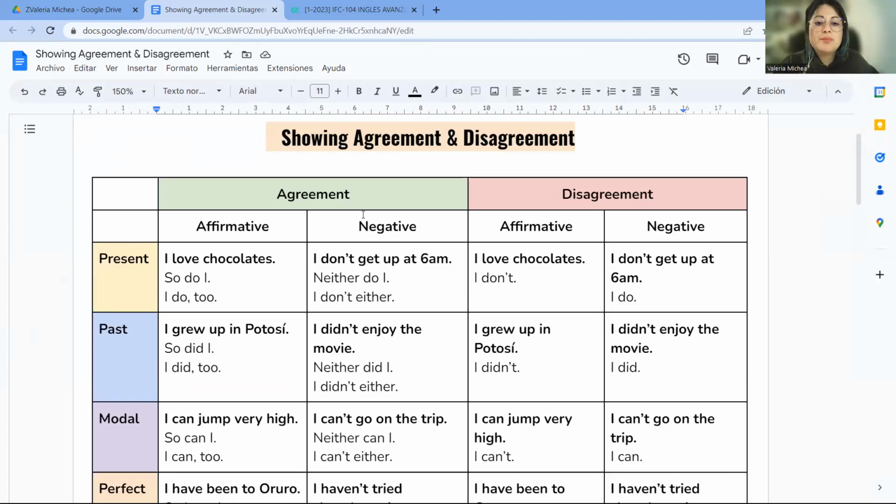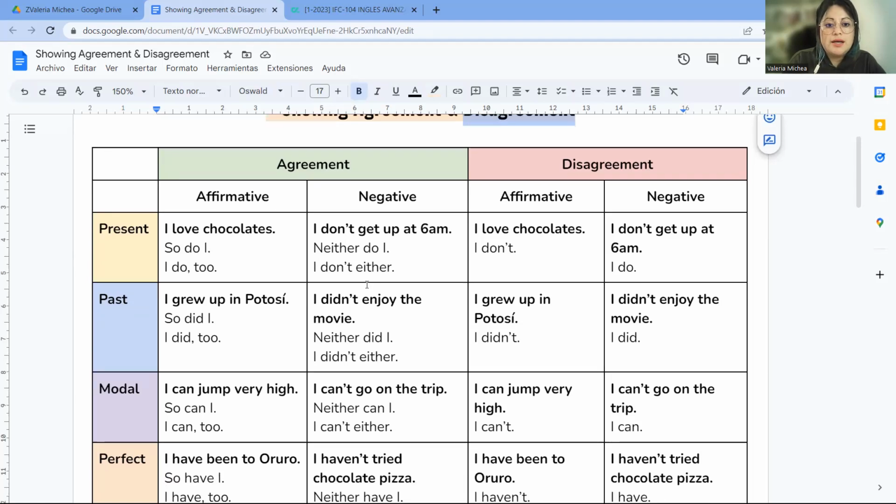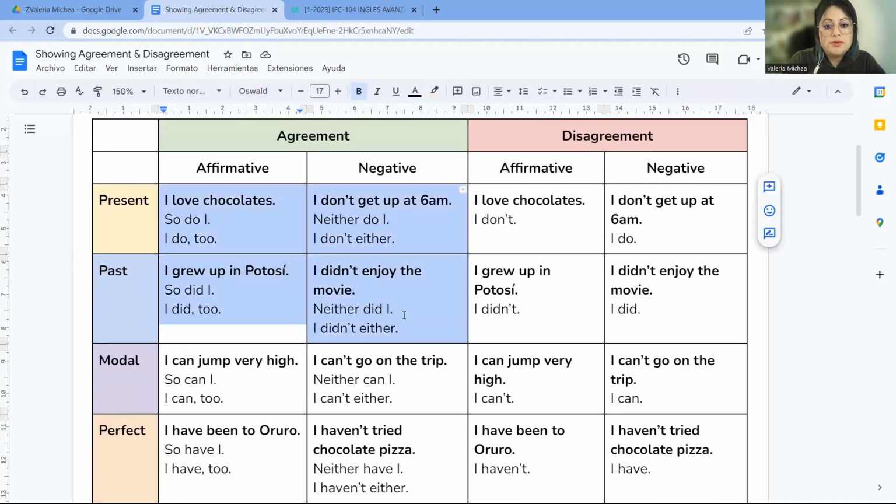And now I'm going to teach you how to show disagreement also. Okay, so in the book, we only saw agreement, when you agree with what other people say or another person says. Now we are going to also have a look at disagreement. So I have copied here all the options that the book provides for agreement.